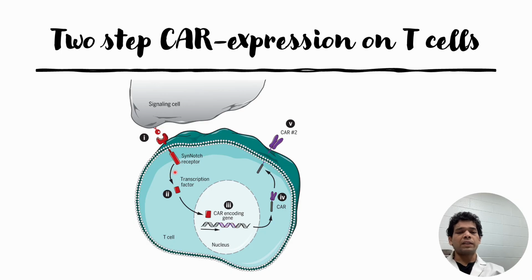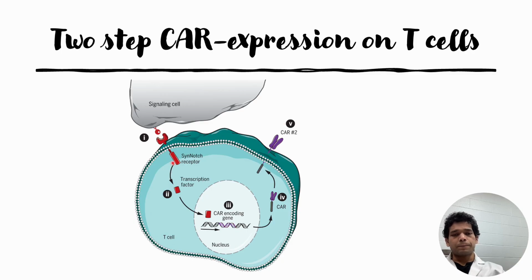So these transcription factors will then translocate into the nucleus, where the CAR gene, or CAR encoding gene, will start to express once this transcription factor has translocated into the nucleus. And thereafter, once the CAR is expressed, it will then be translocated into the cytoplasm and then to the cell surface. So this is a 5-step process.